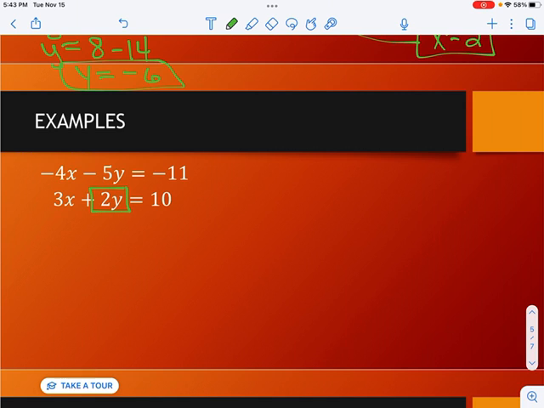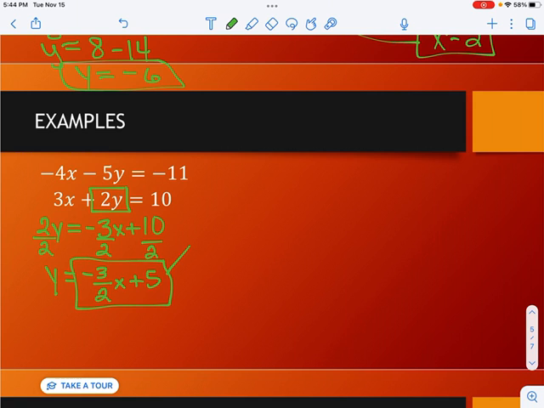So I'm going to solve for this 2y. To do that, the first thing I would do is minus the 3x from both sides. Then I would divide everything by the 2. And so that leaves me with y equals negative 3 halves x plus 5.